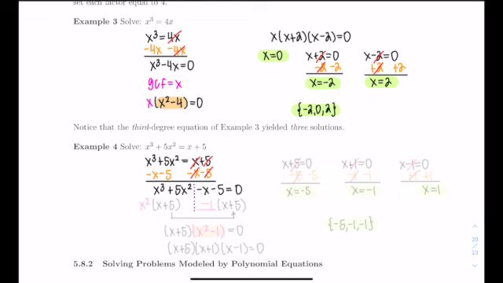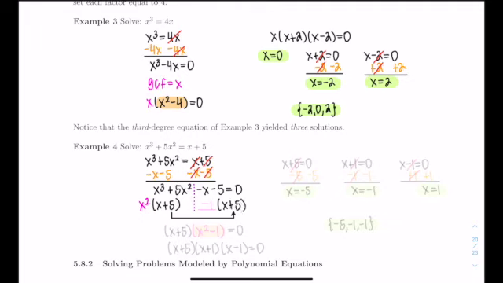Looking at the first 2 terms, x cubed plus 5x squared, they both have an x squared in common, and we have an x plus 5 left over. Now remember, we have to copy and paste the x plus 5 to the other side for this to work.